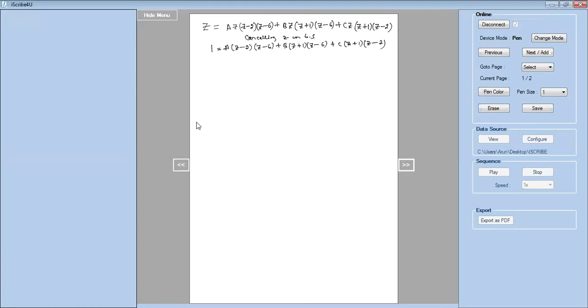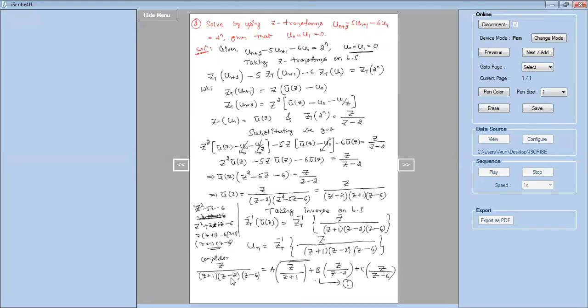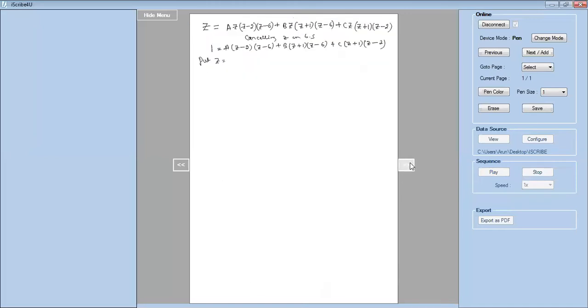So what are the values of z I can give here? Just look at the roots. Here the root of this is minus 1. Here it is 2 and here it is 6. So I'll put z is equal to minus 1 first. Then I'll put z is equal to 2. And finally I'll put z is equal to 6, so that I get the values of ABC.